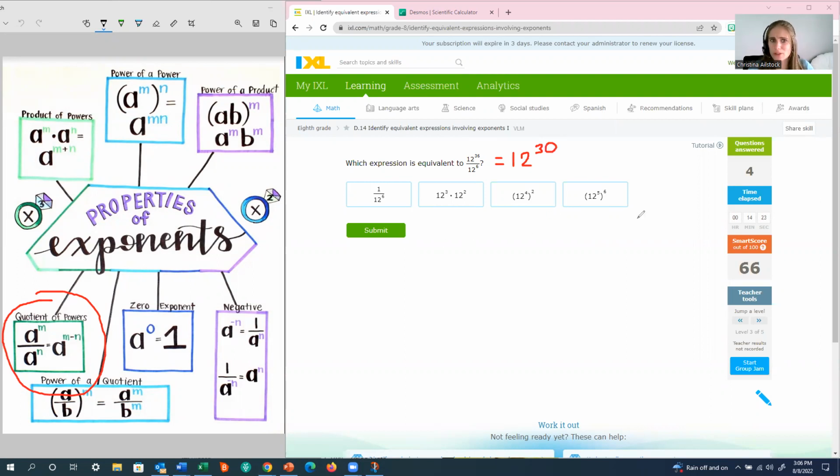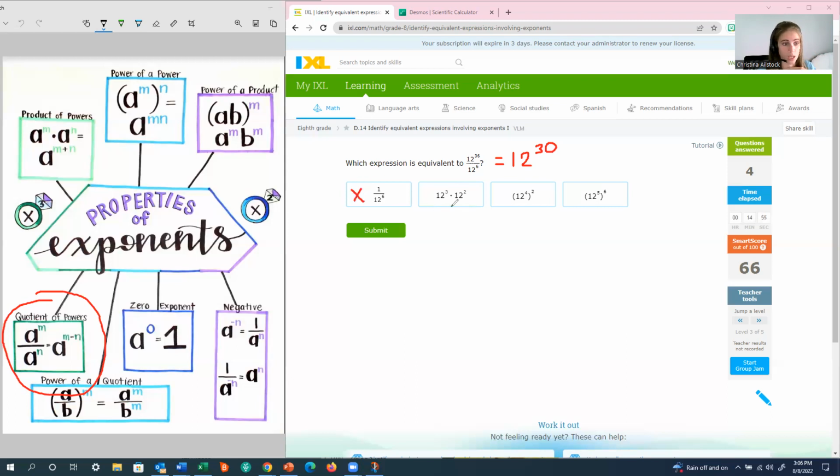Do any of these say 12 to the 30th? No. So even though I could use one of my rules, this one reminds me of our last question, where now we have to go through those answer choices and find one that is equivalent, that is also equal to 12 to the 30th. So if we look at the first one here, that is a fraction, and there's no negatives involved, so I don't need to simplify or change anything.